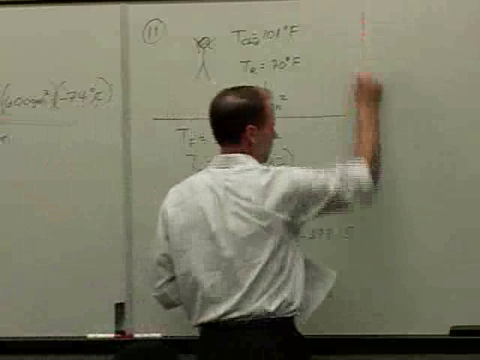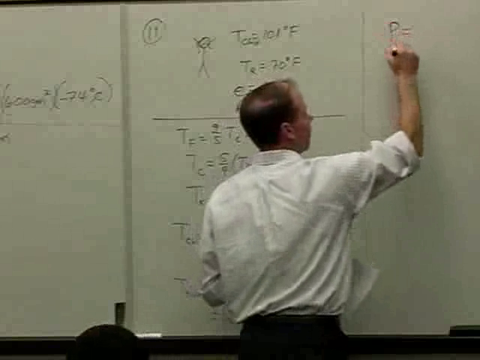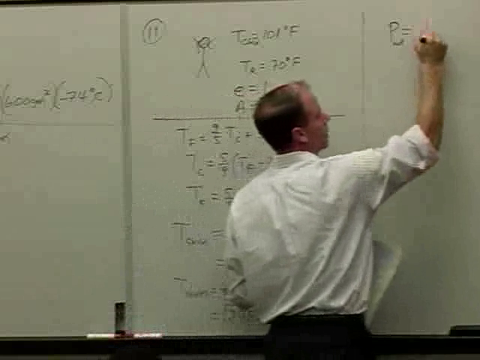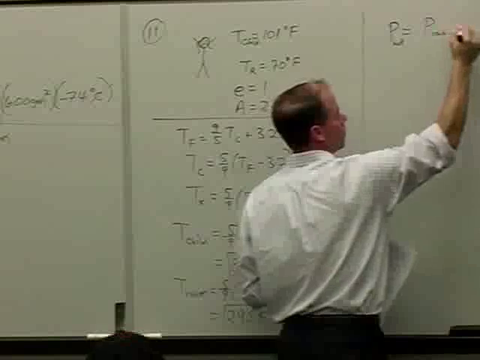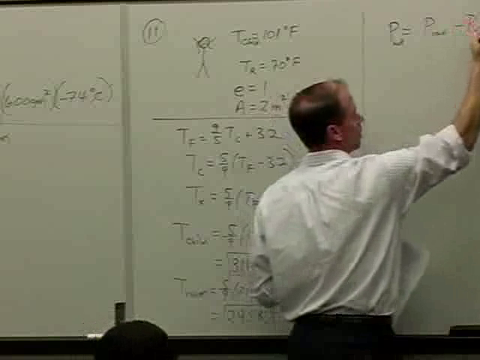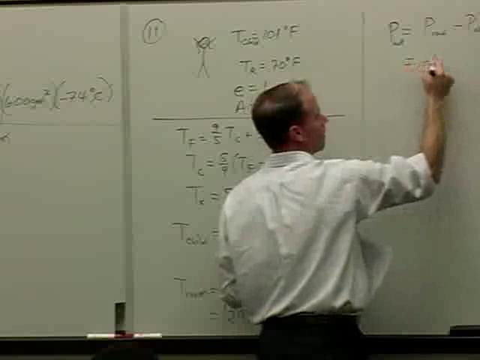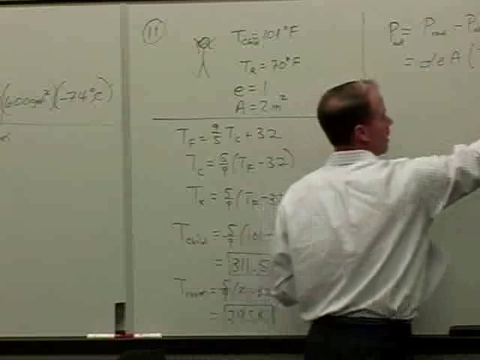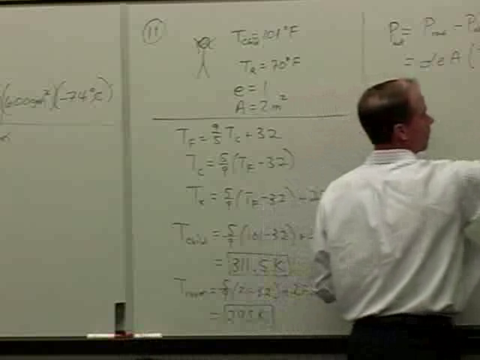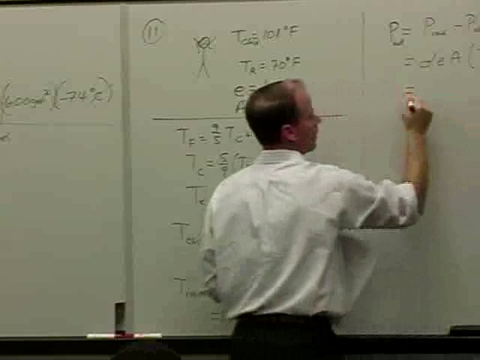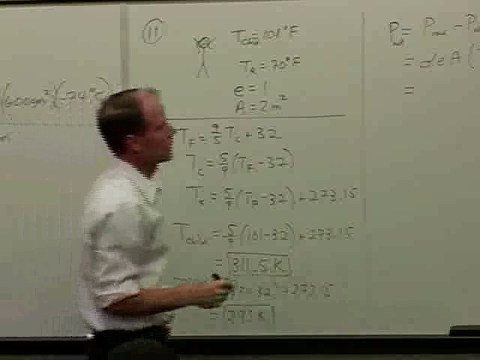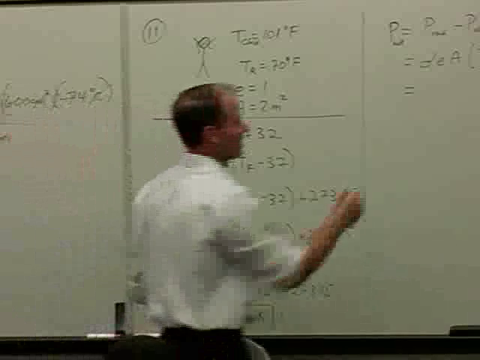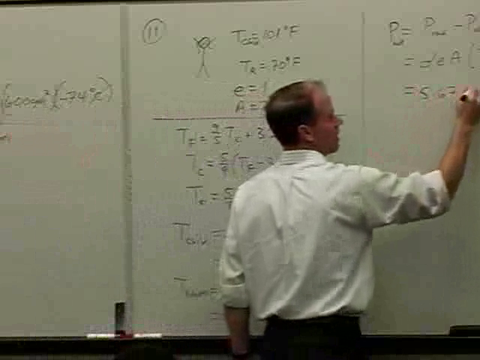So our net power will be the power radiated minus the power absorbed. So it'll be sigma EA, temperature of the child to the fourth power minus the temperature of the room to the fourth power. Sigma is 5.67 times 10 to the minus 8.